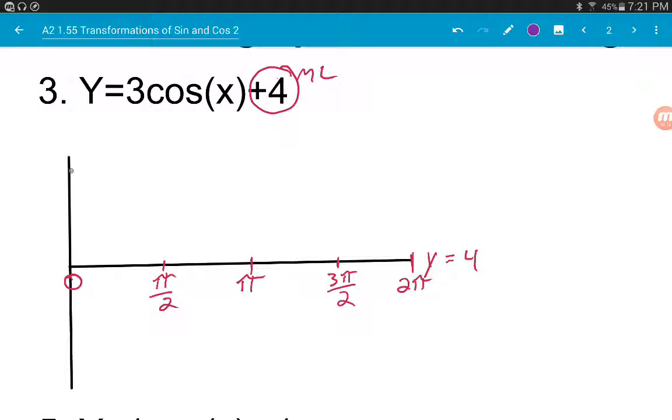I know the cosine function starts up high. It comes down and it hits the midline. It goes to its minimum at pi, comes back up, and then ends up at the maximum again. So this basic cosine function looks like this. Throw some arrows on the end.